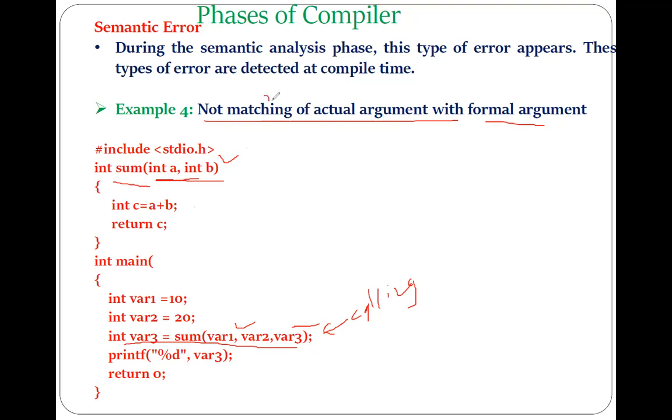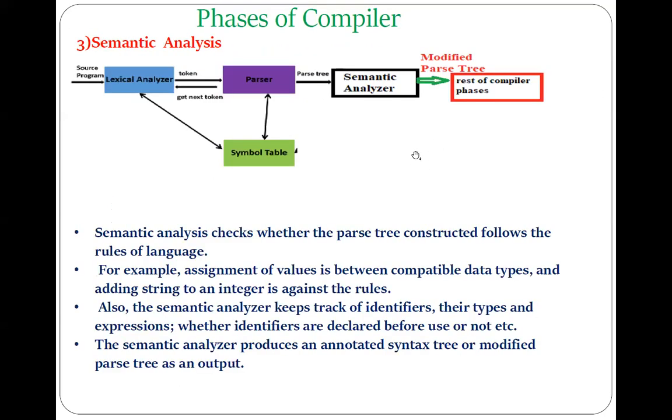So this is not a matching of actual arguments with the formal ones. If you are sending three arguments, you should also have three arguments to receive them. If the programmer makes this kind of mistake, it is also detected by the semantic analyzer as a semantic error. So from these different kinds of errors, you must have understood the role performed by the semantic analyzer phase of the compiler, which is the third phase of our compiler.